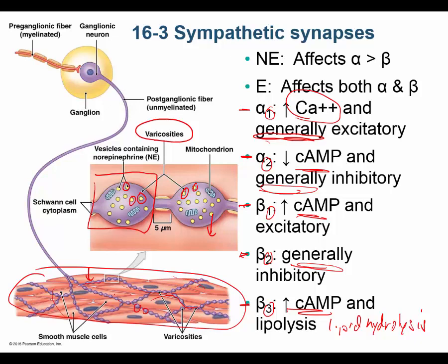Look at one other big difference here. Norepinephrine binds the alpha receptors greater than, or better than, the beta receptors. This is a greater than sign. So the alpha receptors have a high affinity for norepinephrine. Norepinephrine typically binds the alpha receptors more so than the beta receptors. Epinephrine binds both of them equally. It binds both alpha and beta equally. So there's what you got there between norepinephrine and epinephrine. All right, so those are sympathetic synapses.